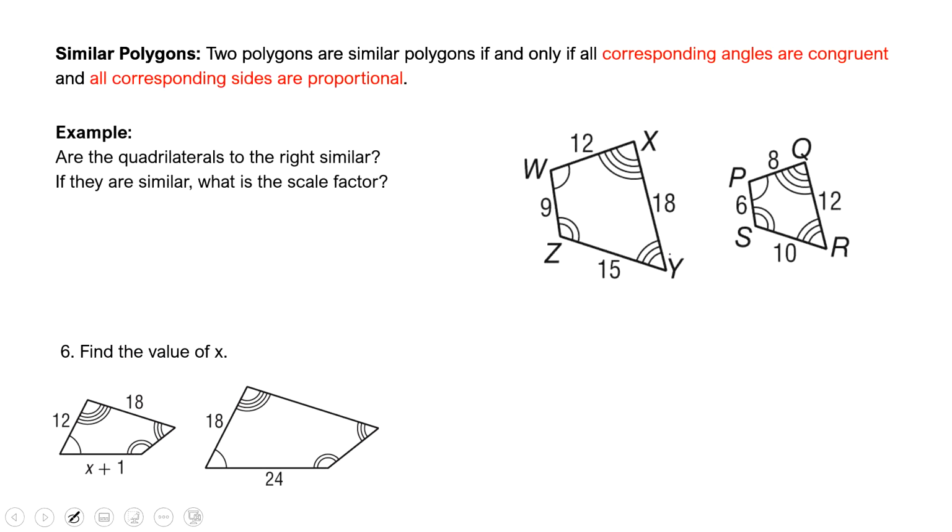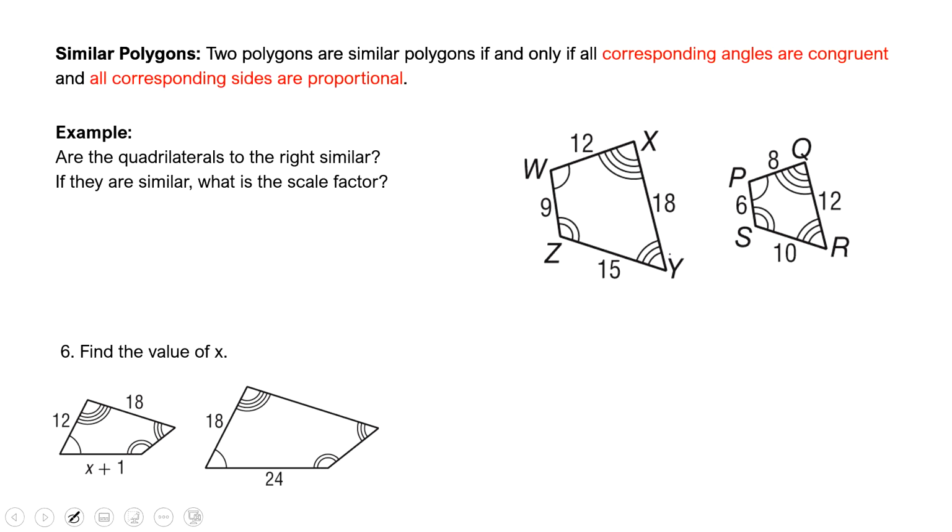Similar polygons. This is the exact example from yesterday's class. I'm going to go over it again just so you remember what you're doing. Remember, similar polygons, all the corresponding angles have to be congruent. So you're going to be given angle measures or the congruency arcs in the corners. And then all the corresponding sides are proportional. So remember, you have to find the corresponding sides. Corresponding side is opposite the congruent and corresponding angles.